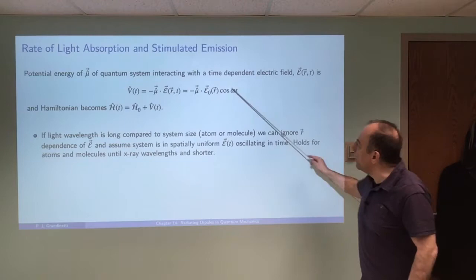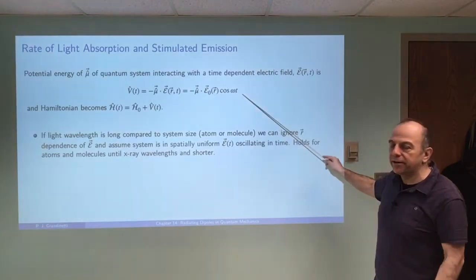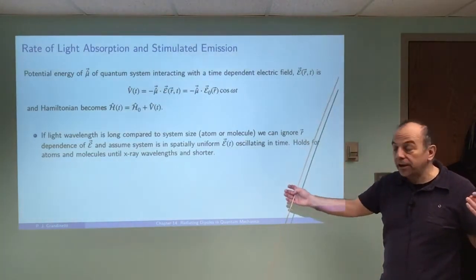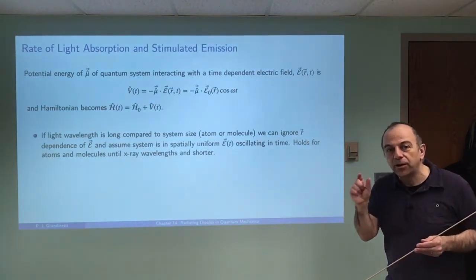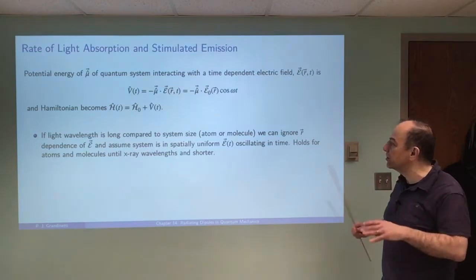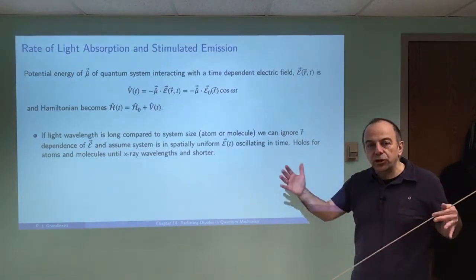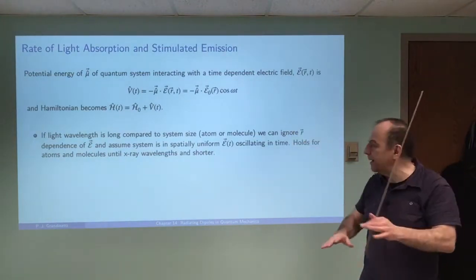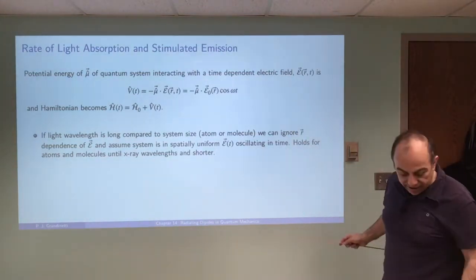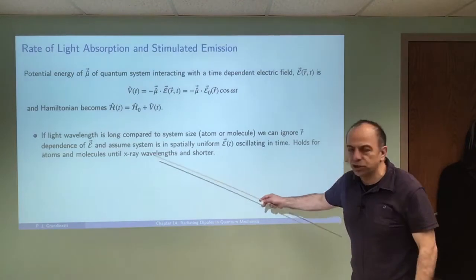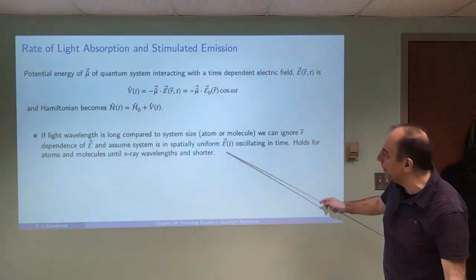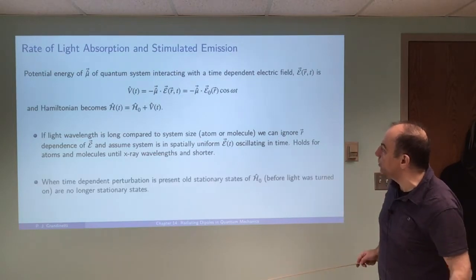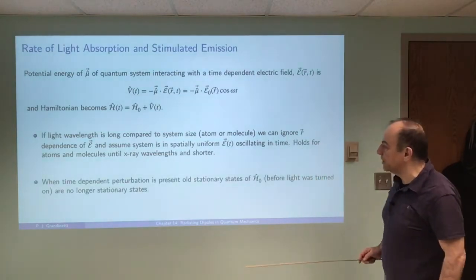Now, one thing you may have noticed is there's no R dependence here, and what I'm going to assume is that the light wavelength is very, very long compared to the size of the atom or molecule that we're looking at in the transition. So if that's the case, then we're just seeing a uniform electric field that's just changing uniformly with time, and we can ignore the spatial dependence. It's only when you get to really short wavelengths that you have to start worrying about that effect. But for what we're looking at now, we can ignore the spatial part in this oscillation.